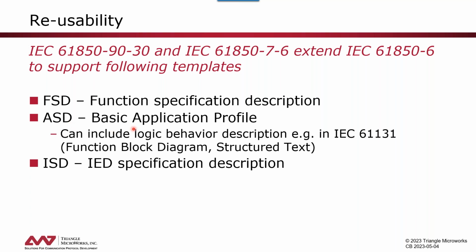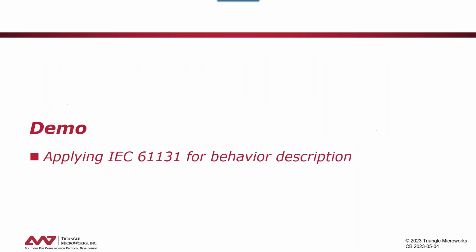And as part of that, we also add the feature to describe functional behavior, optionally, using a standardized language like 61131, which is function block structured text. This allows us to describe and specify certain behavior in a standardized way. And that's what will now be shown as the last demo by Jackson: how we can apply 61131 for behavior description and simulation with the appropriate tools.